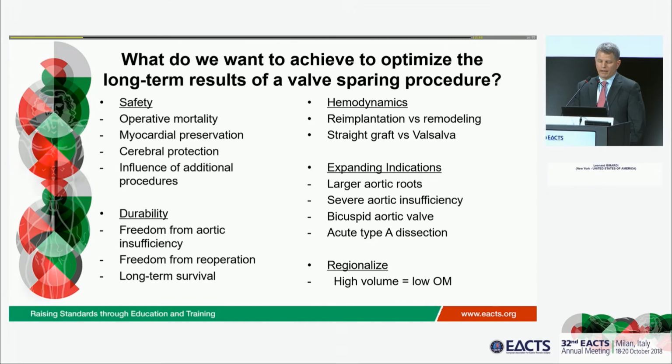And as we perform more of these and get better at them, are there patients who previously we wouldn't have tried this on, patients with larger roots, severe AI, bicuspid valves, and of course acute type A dissections? Are there expanding pools of patients that we need to try to refine our techniques and use better patient selection to come up with the same type of good outcomes we do in the elective setting? And then finally, the relationship between surgical volume, hospital volume, and outcome is significant, and how should that play into our optimization of the long-term results?